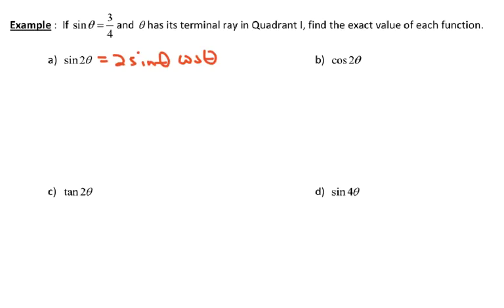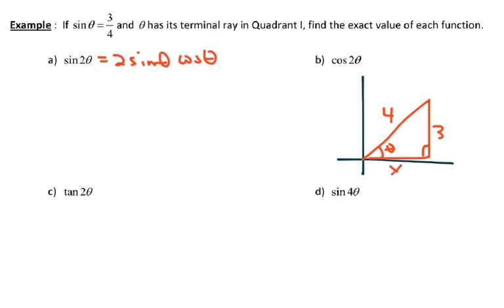So we're going to go back to something that we've done before, which is we're going to draw a triangle in quadrant 1. Terminal rays in quadrant 1. So here's your triangle. The definition of sine is opposite over hypotenuse. But since I need to know the adjacent side in order to find the cosine, we're going to use the Pythagorean Theorem in order to find the missing side, which happens to be x.